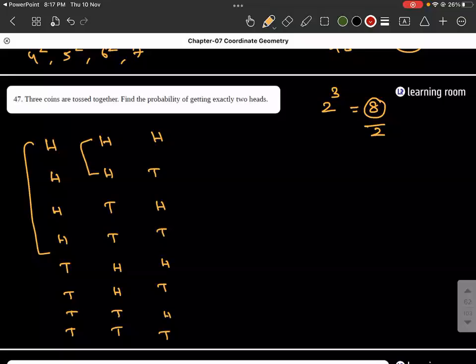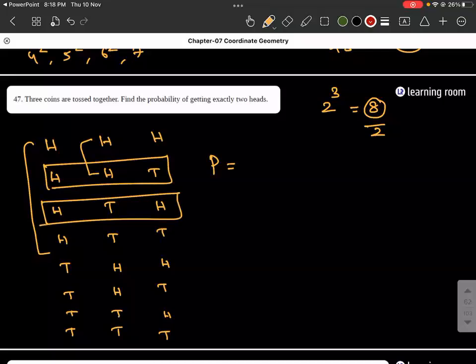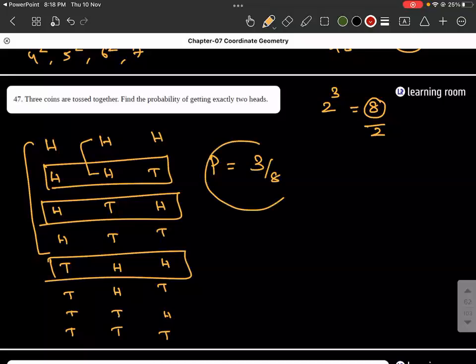So that you will not miss anything. You need not worry about the order. So now you concentrate on the question. The probability of getting exactly 2 heads, where are they? This is 1, 2, and 3. So you're going to have 3 out of 8. Clear?